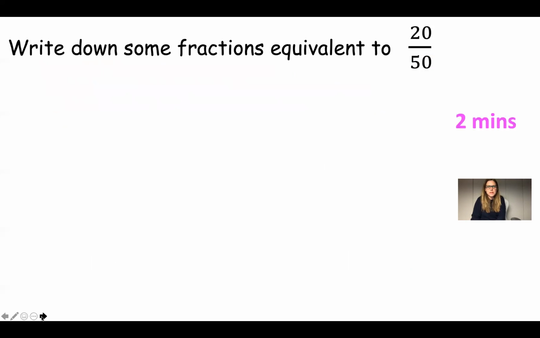Right, a quick 2-minute challenge. I want you to write down some fractions that are equivalent to 20 over 50. As many as you possibly can. Just brainstorm as many as you can in 2 minutes. Off you go.